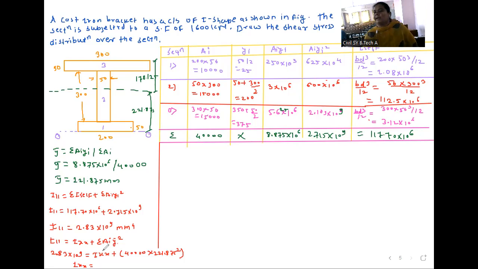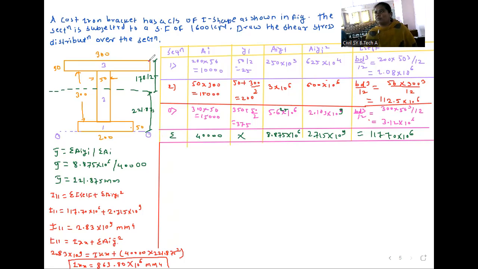Yes, Ixx is equal to 863.07, but here I have got 863.80 into 10 raised to 6 mm raised to 4. So this is the moment of inertia. Once you have got the moment of inertia, now you are able to calculate stresses.